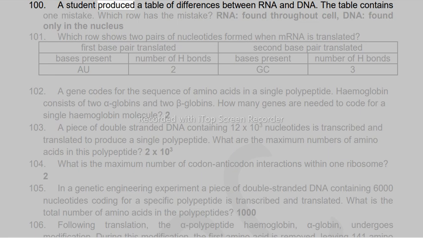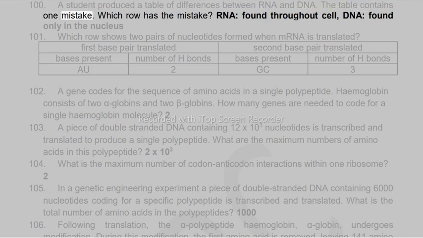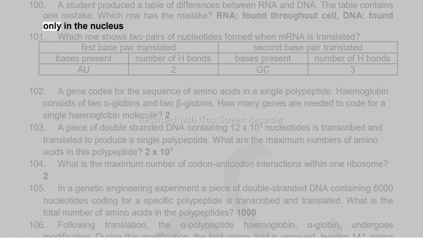100. A student produced a table of differences between RNA and DNA. The table contains one mistake. Which row has the mistake? RNA, found throughout cell; DNA, found only in the nucleus. 101. Which row shows two pairs of nucleotides formed when mRNA is translated? First base pair translated, second base pair translated, bases present, number of H bonds, bases present, number of H bonds, 2 GC 3.